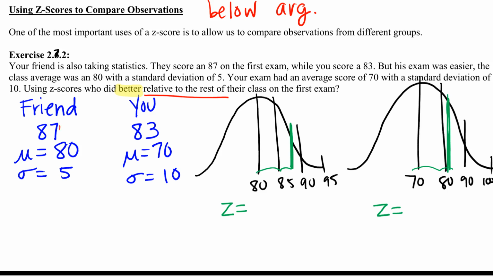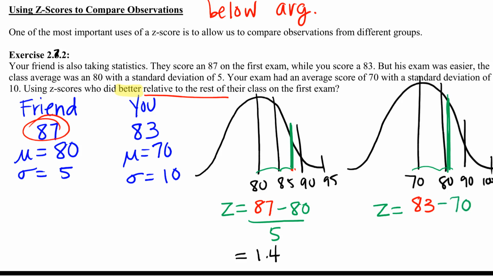X minus mu, so X is always the observation. How unusual is this 87? Well, it's all relative. How far above the mean is it? And how many bunny hops? How many standard deviations is that? I can't do this math in my brain. 1.4. So your friend is 1.4 standard deviations above average, while you are an 83, but from a much lower mean.